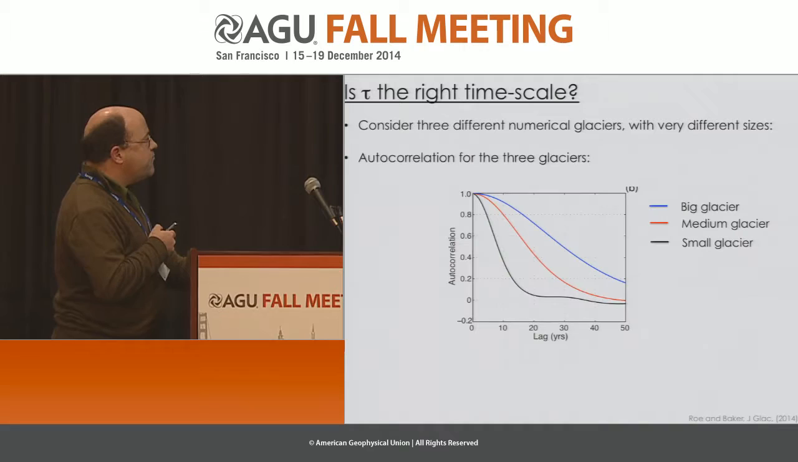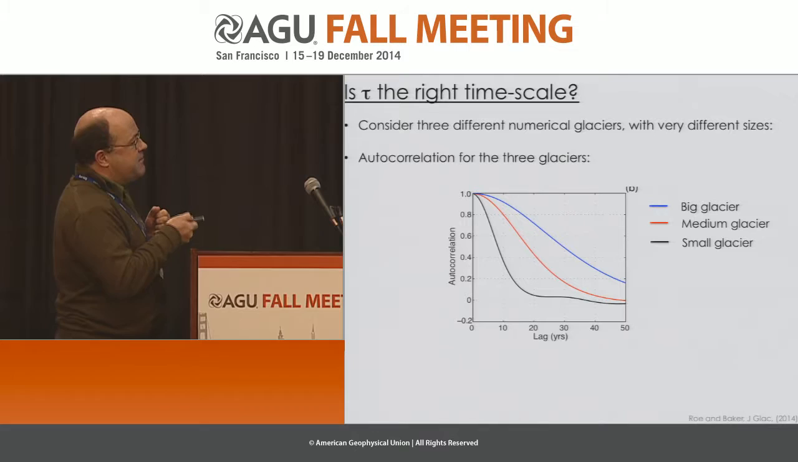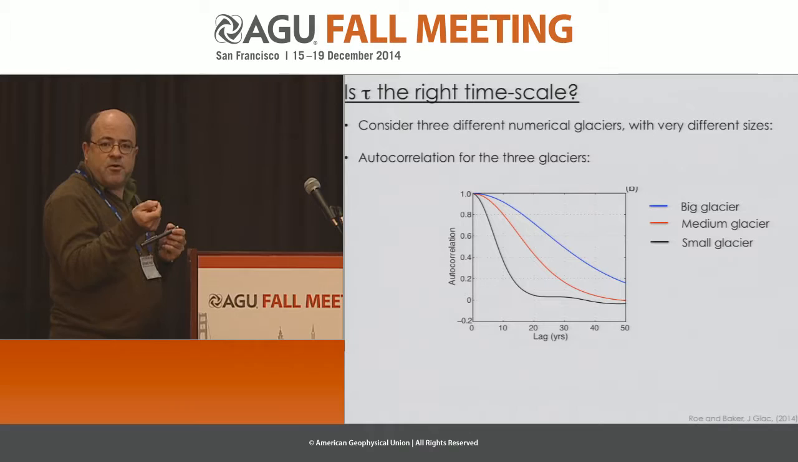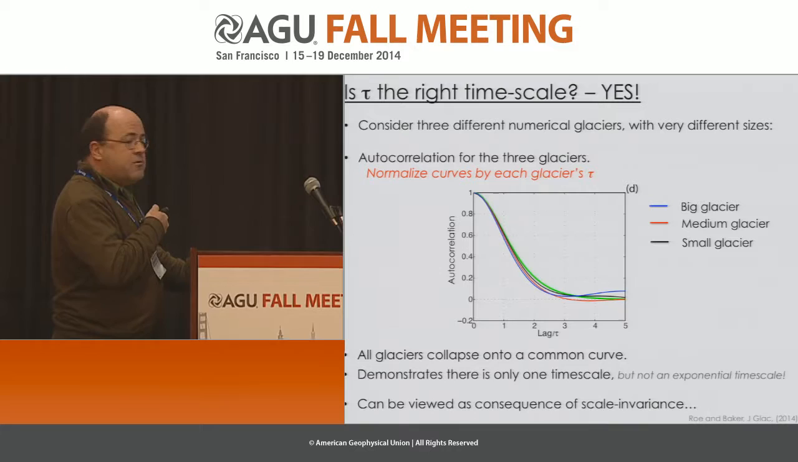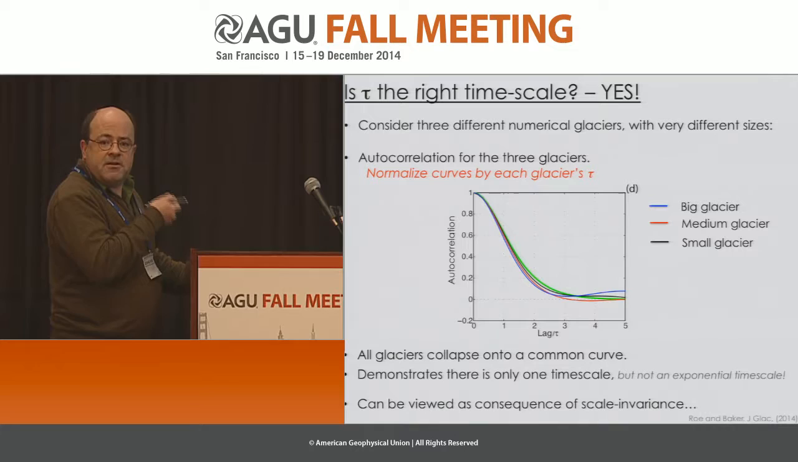Here are the autocorrelation plots for those three glaciers. Not surprisingly, the bigger glacier has a longer response time, and the smaller glacier has the smallest response time. What I'm going to do, though, is normalize this time axis by the tau appropriate to each of those glaciers. They've each got an individual thickness and an individual mass balance terminus rate, and I can just divide time by the tau for each glacier. And what you see is they all collapse onto the same curve. This could not work if tau was not the fundamental underlying time scale for these glaciers.